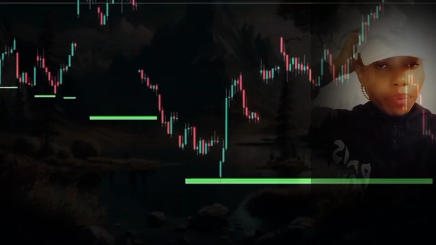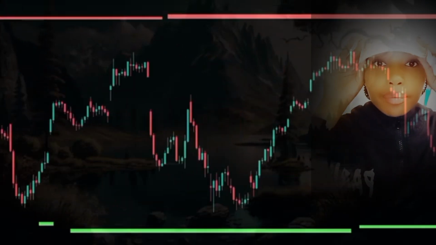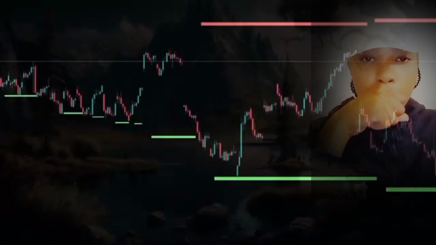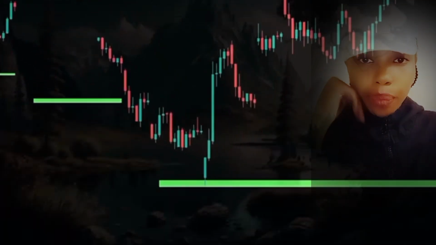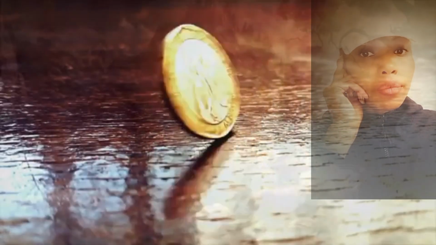The second way you can look for a key area of interest is by finding an order block. An order block is basically an area where the big money institutions like to enter or exit. These areas are high interest because price usually has strong reversals at these levels, because of the amount of money that's entering or exiting, which is exactly what we're looking for.